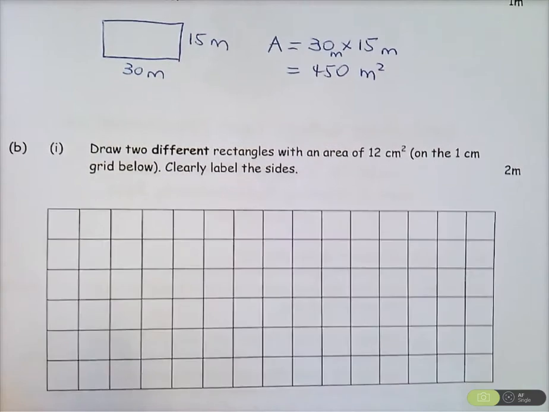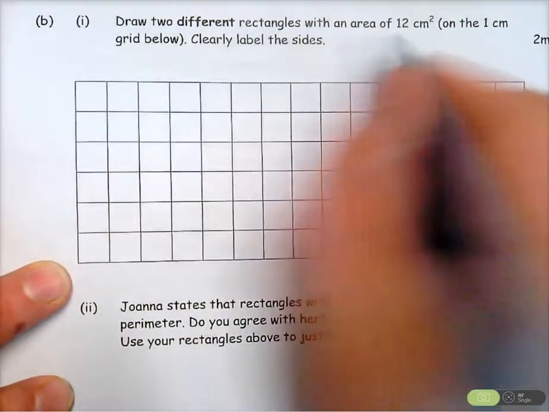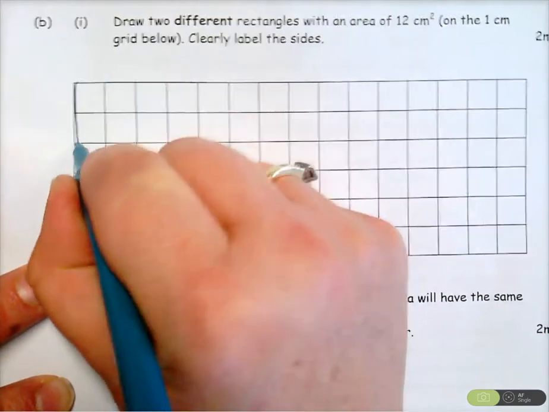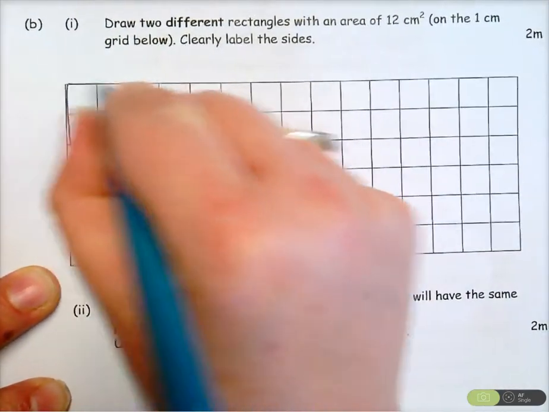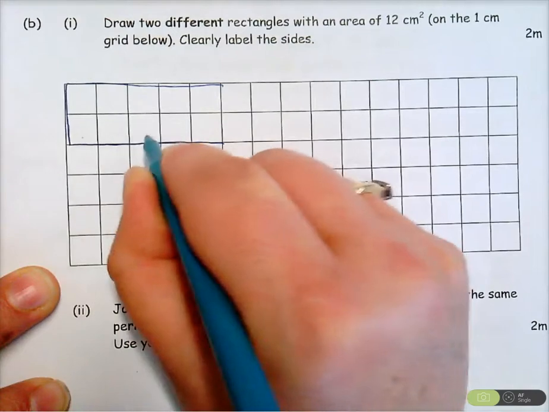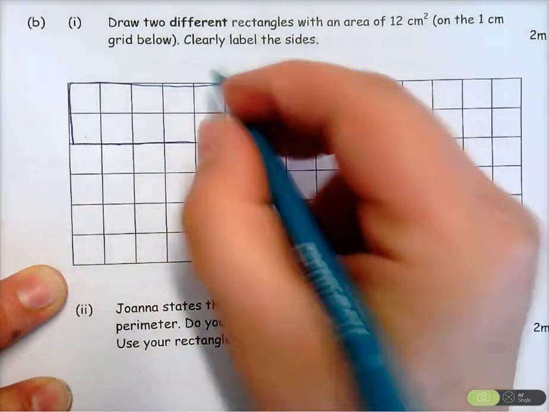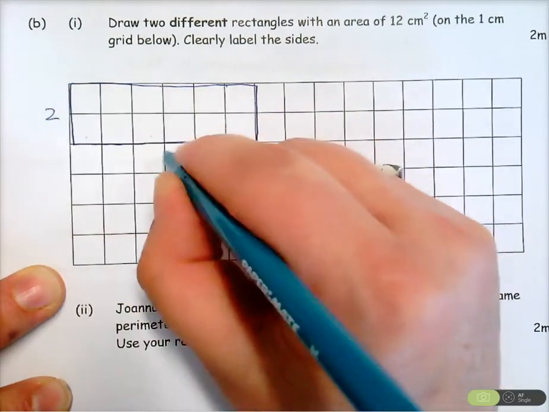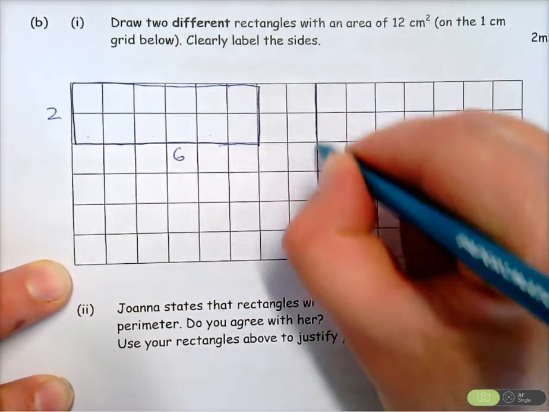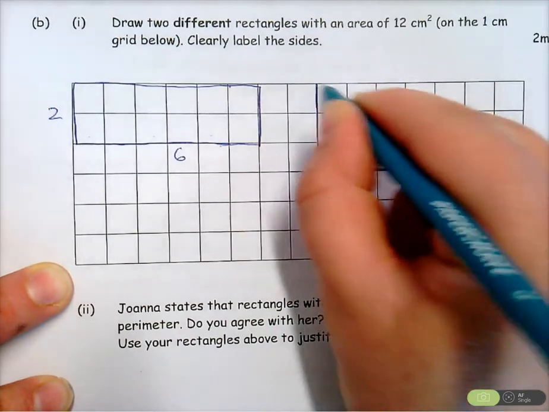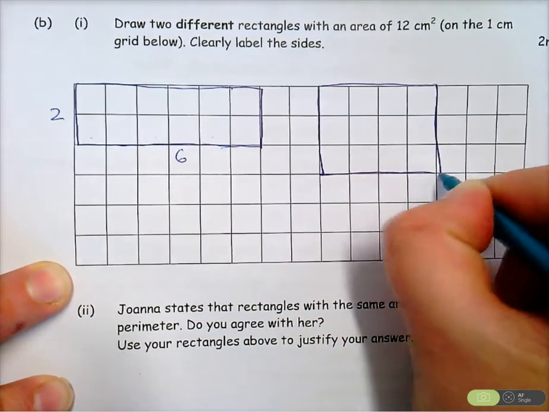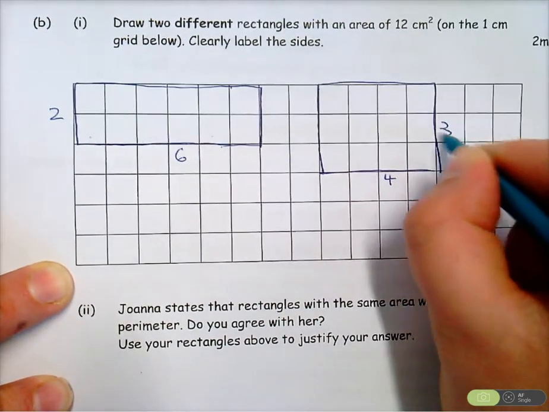Question 1B. Draw two different rectangles with an area of 12 centimetres squared on the grid below. Just think of any two numbers that multiply to give 12. We know that 6 times 2 is 12. There's one rectangle, 6 times 2. Another rectangle might be 3 times 4. They multiply to give 12, so 4 times 3.